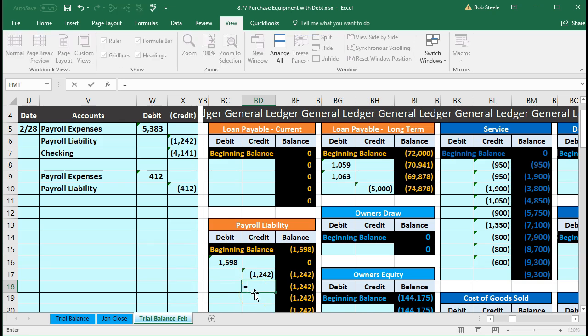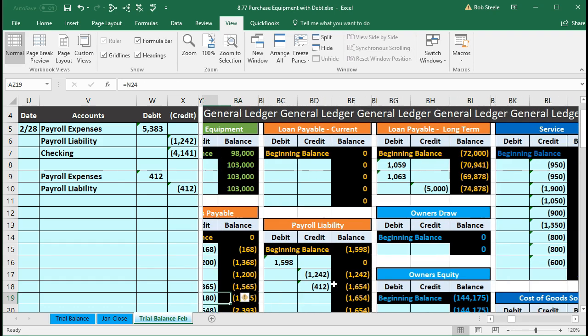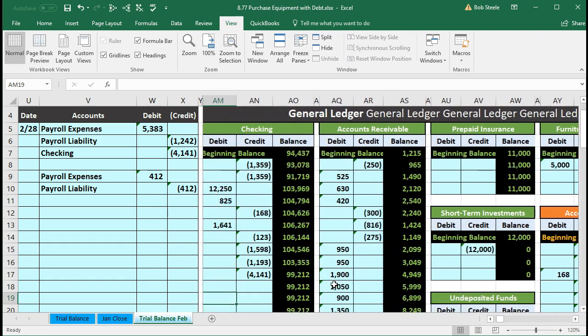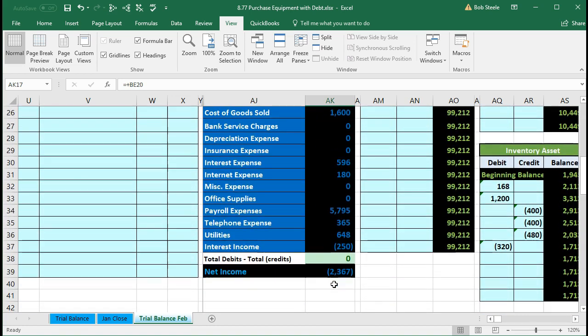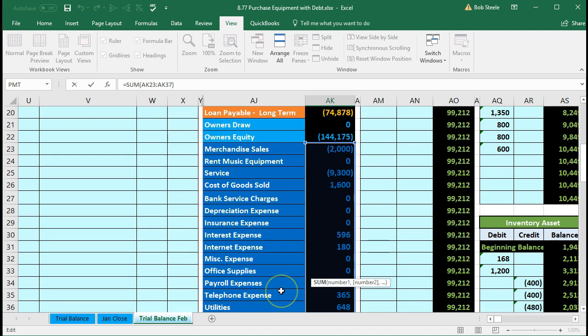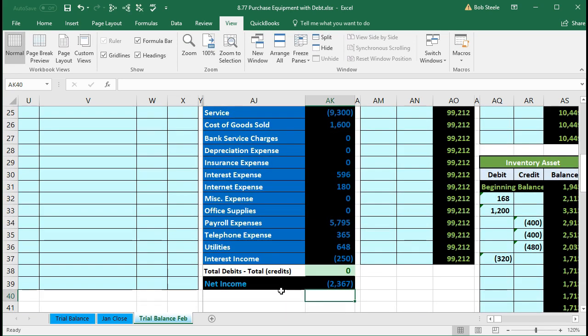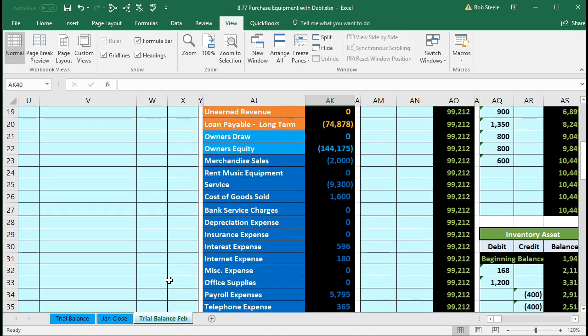BD18 equals, pointing to that 412, bringing the balance from 1,241 up by 412 to 1,645. Let's find that 1,645 on the trial balance and see that it is there as well as it should be. We see it there. Scrolling back down, we are in balance, debits equaling the credits. We have net income of 2,367. That is credits minus the debits, credits winning, revenue winning over the expenses by net income of 2,367.